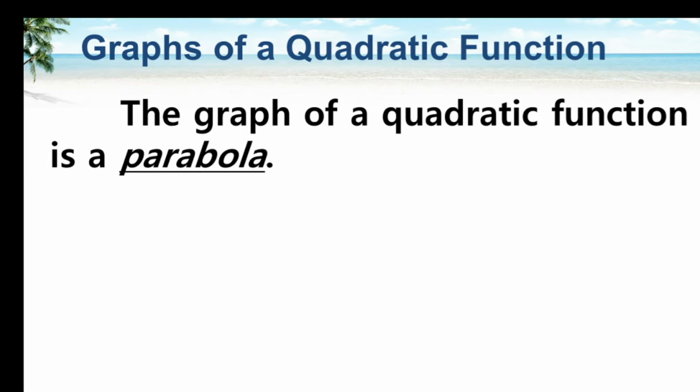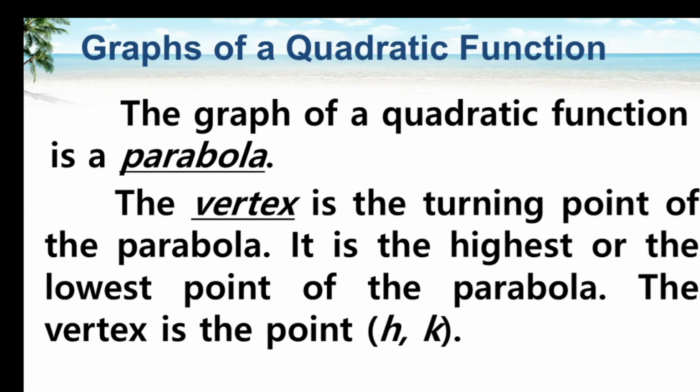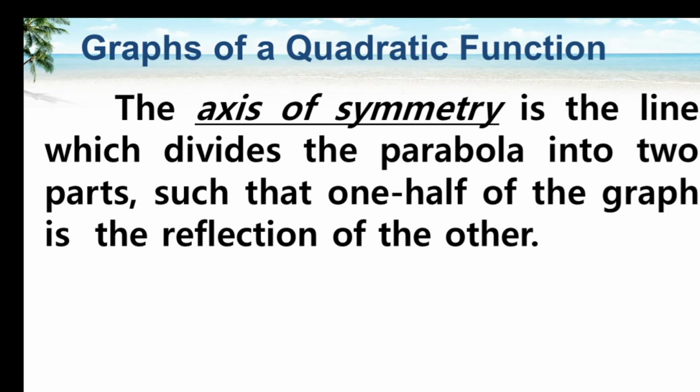The graph of a quadratic function is a parabola. So it is a smooth curve that opens upward or downward. The vertex is the turning point of the parabola. It is the highest or the lowest point of the parabola. The vertex is the point whose coordinate is determined by (h, k). The axis of symmetry is the line which divides the parabola into two parts, such that one half of the graph is the reflection of the other.